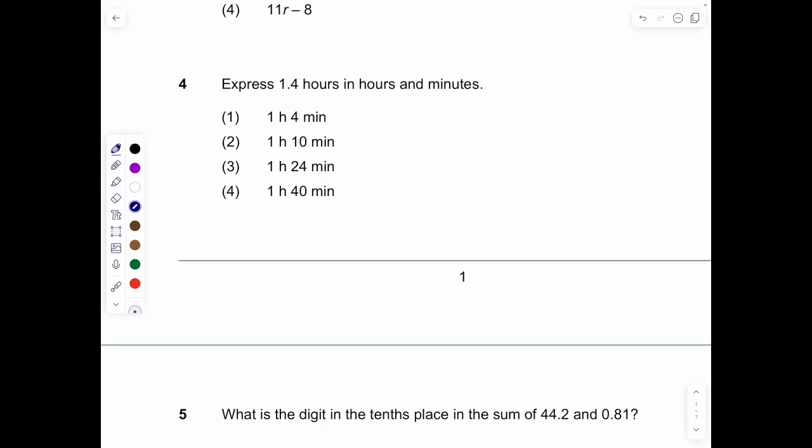Question 4. Express 1.4 hours in hours and minutes. So in this case, we want to know what is actually 0.4 hours. Definitely 0.4 hours. In this case, 0.4 hours is 24 minutes. So therefore, your answer is actually 3. So this part over here, just in case you don't know, is 0.4. So what is 0.4 of 60 minutes? Answer is 24. And that's how I get my 24 minutes.